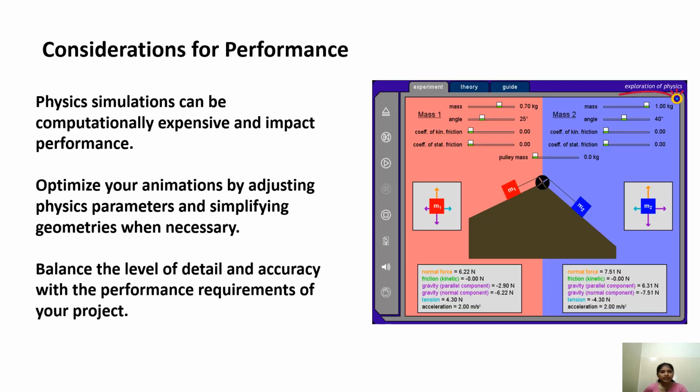Considerations and performance. Physics simulations can be computationally expensive and impact performance. Optimize your animations by adjusting physics parameters and simplifying geometries when necessary. Balance the level of detail and accuracy with the performance requirements of your project.